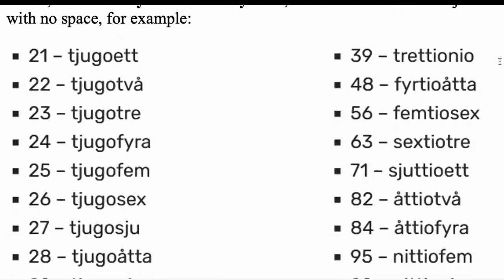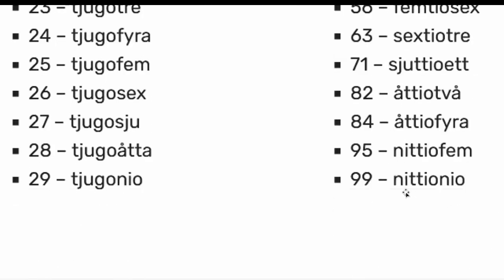Here are some numbers. Can you pronounce them? Trettionio, 39. Fyrtioåtta, 48. Femtiosex, 56. Sextiotre, 63. Åttiotvå, 82. Nittiofem, 95. And the last one, nittionio, 99.